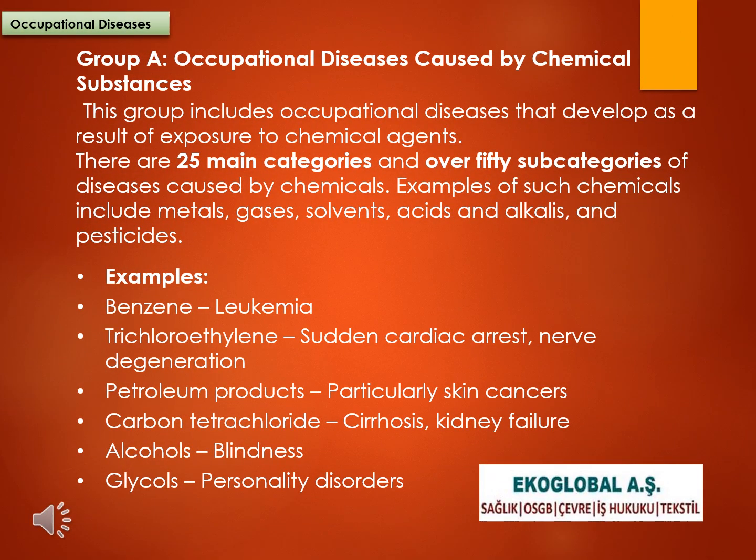Group A covers occupational diseases arising from exposure to various chemical agents. These include 25 main categories and more than 50 subcategories of illnesses caused by chemicals such as metals, gases, solvents, acids, alkalis, and pesticides. For example, benzene exposure is linked to leukemia.